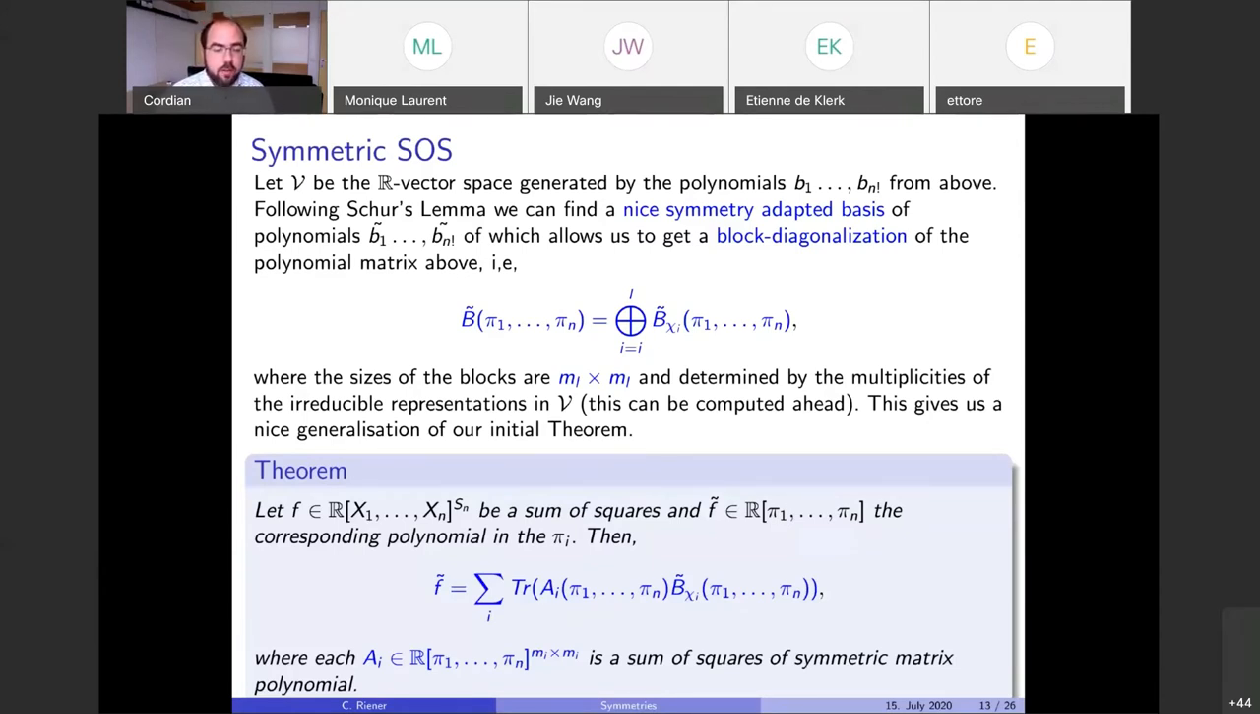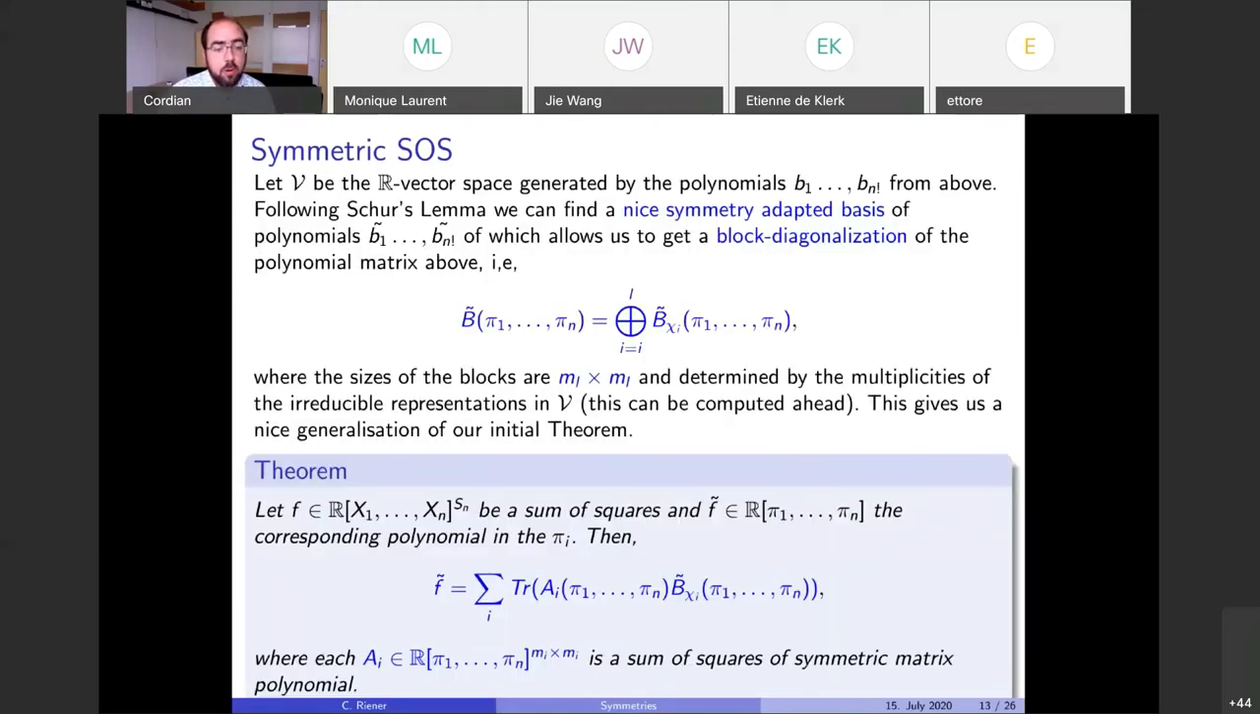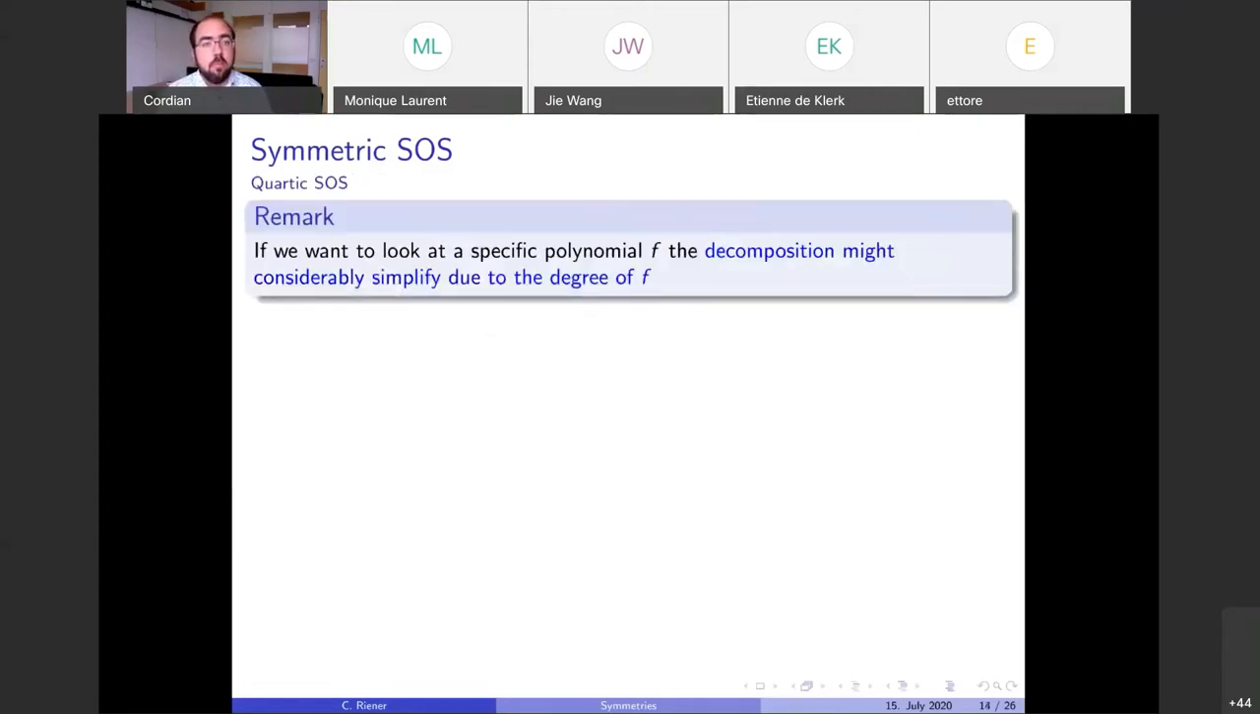So this is essentially a very beautiful theorem, but you might ask, what is the gain that I get? The gain of this theorem is not at first visible. But essentially, keep in mind that we started with a polynomial f, and the polynomial f has a degree, and the polynomial f tilde has a degree. Because we interchange the x's with the pi's, the degree of f tilde might be considerably smaller than the degree of f. Hence, the sum of squares polynomial matrices that we have to consider in the invariant ring are much smaller.